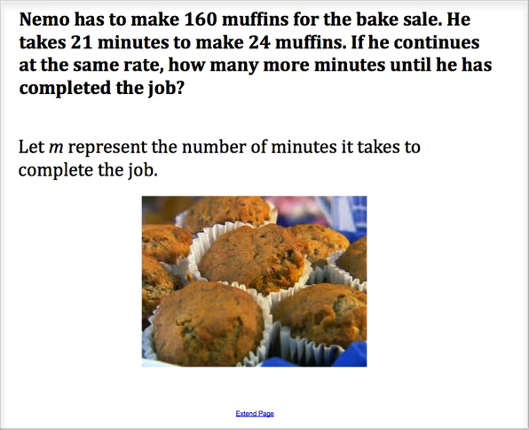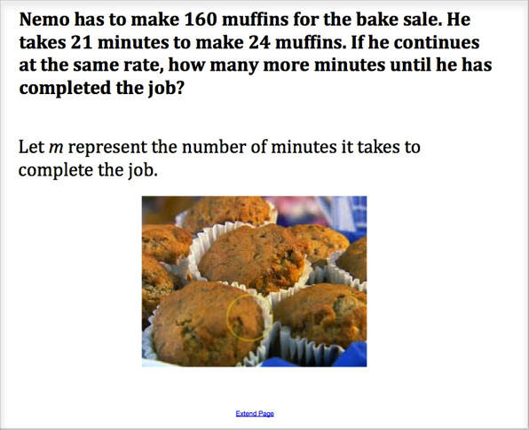And okay, so I think we have one more of these. Let's check. Yes. Nemo has 160 muffins for the bake sale. He takes 21 minutes to make 24 muffins. If he continues at the same rate, how many more minutes until he has completed the job? And we have M as our variable representing the number of minutes it takes to complete the job. Pause for a moment and then come back and check your answer.